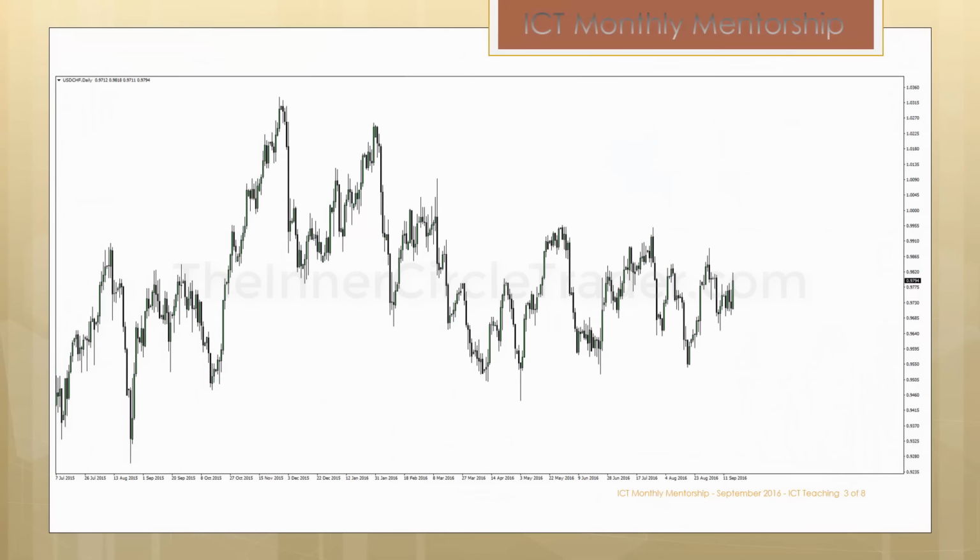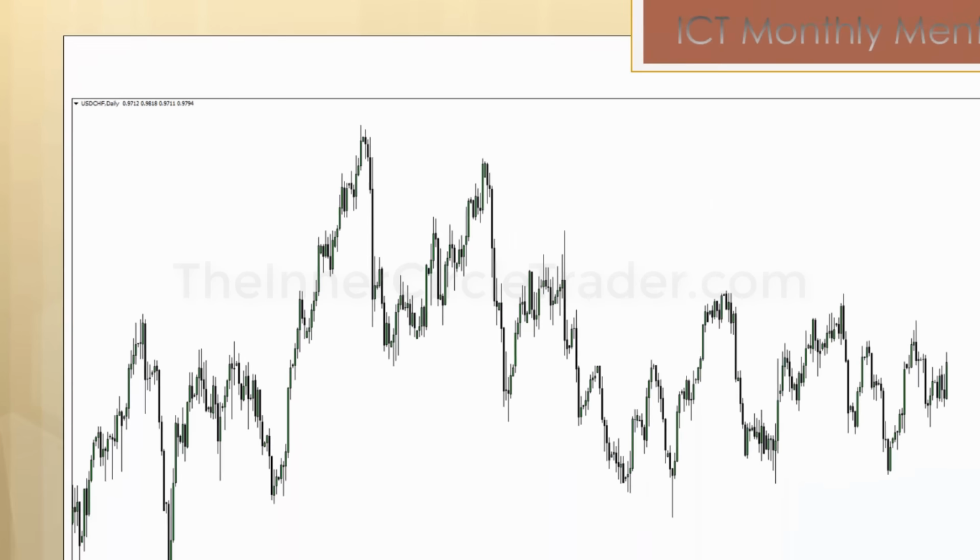Now, what does that look like? Well, it starts off with a bare bones chart. This is a daily chart, and I'm using the Swiss franc here. It could be any chart, any pair, but you want to start with one currency pair in this mentorship. You want to specifically deal with one.